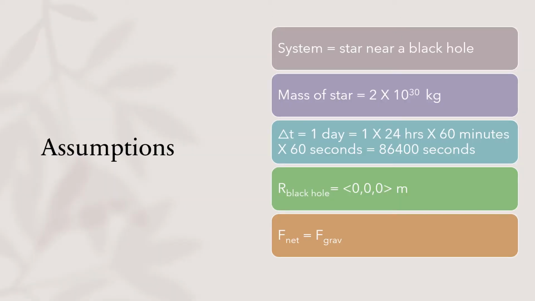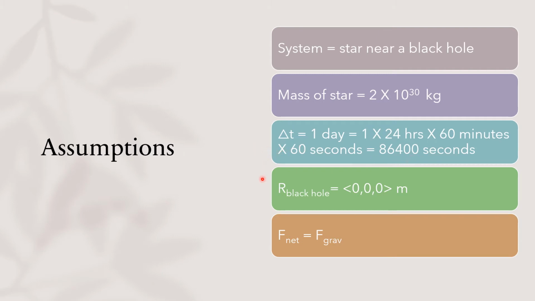Our system in this problem is the visible star that is near a black hole. So can we calculate the F-net acting on the star? To do this, we need to make some assumptions and list some initial conditions. In this problem, we're given the mass of the orbiting star as 2 times 10 to the 30th kilograms, and the time between the data points is 1 day, which is this many seconds.